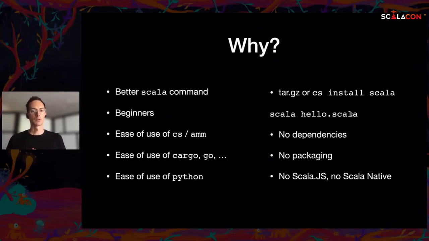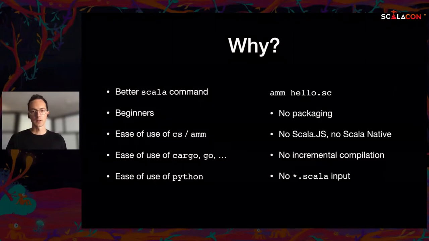Another root of Scala CLI is new tools that appeared since the beginning of Scala, such as Coursier, whose command line is CS, or Ammonite, Amm. These tools have a better UX, and some people have been proposing to make them better so that they could be substitutes to the current Scala command. For Coursier, some people proposed to add a compile subcommand so it could also compile files with the same kind of UX as the other commands of CS.